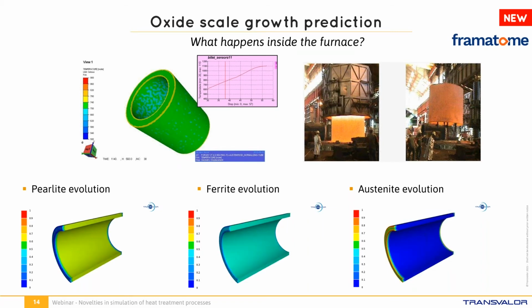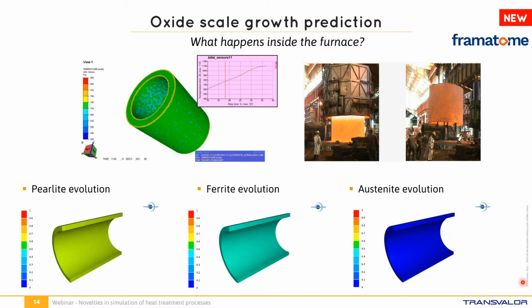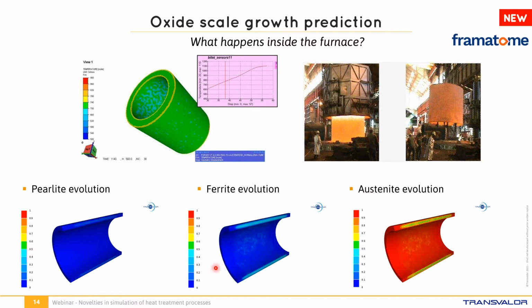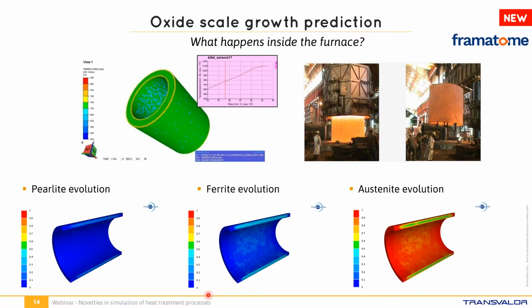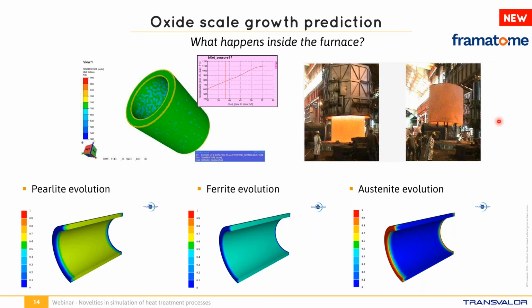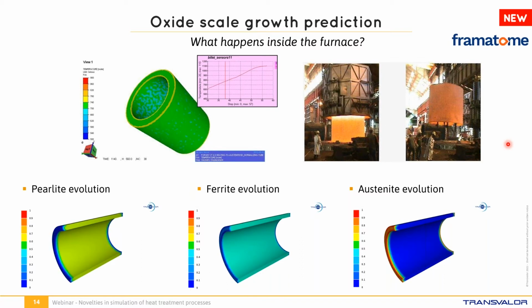Here we see the temperature distribution during heating. Then we can see that at this sensor, we have the temperature distribution. In these videos, we can follow the different phase transformations. We can see how the pearlite and ferrite are transformed into austenite. On the right image, we can notice here in gray the oxidation of the surface. I will show you now how the oxide scale growth model was integrated in our software.